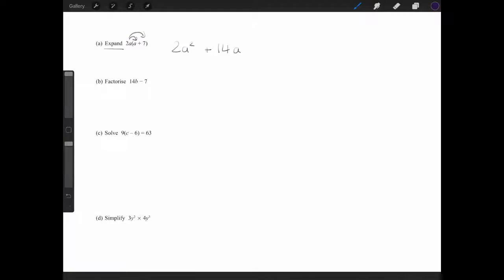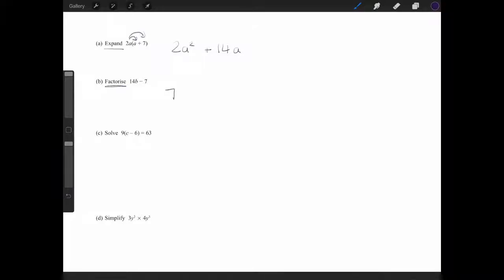For the second question, we're going to factorise, which is basically the opposite. We're going to put brackets back in. And what I need to do, I need to find the highest common factor of both terms. How I would normally do this is I'd look at the numbers. What's the highest common factor of 14 and 7? Well, the highest common factor is going to be 7.